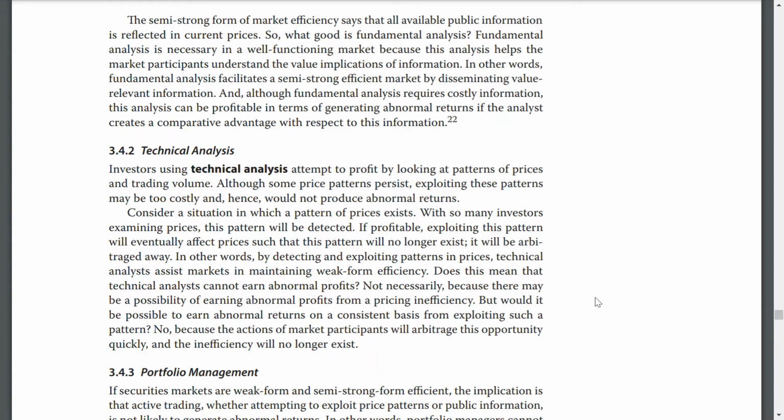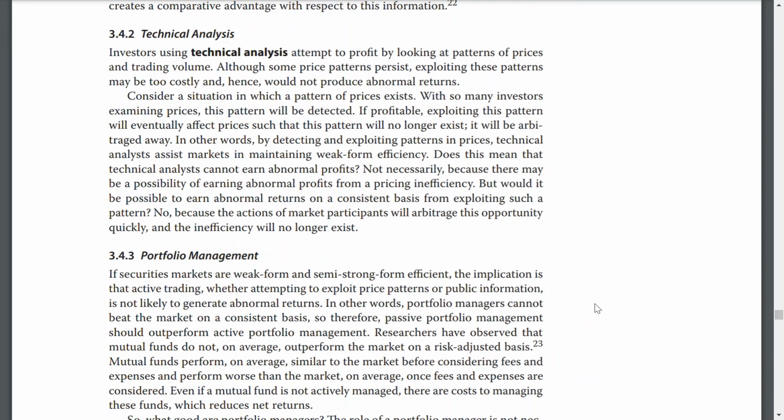Technical analysis. Investors who use technical analysis tend to profit from patterns in prices and trading volume. Although some price patterns persist, exploiting these patterns may be too costly and hence would not produce abnormal returns.